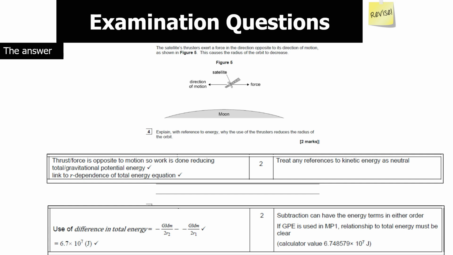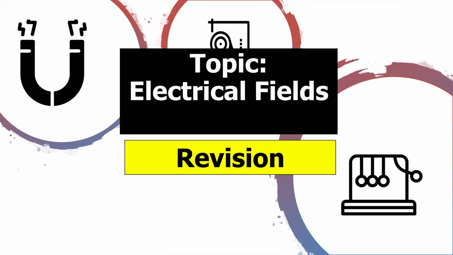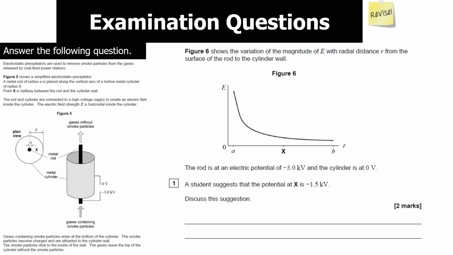We're now going to look at some questions regarding electrical fields. So this question says electrostatic precipitators are used to remove smoke particles from the gases released by coal-fired power stations. Figure 5 shows a simplified electrostatic precipitator. A metal rod of radius A is placed along the vertical axis of a hollow metal cylinder of radius B. Point X is halfway between the rod and the cylinder wall. The rod and the cylinder are connected to a high voltage supply to create an electrical field inside the cylinder. The electrical field strength E is horizontal inside the cylinder.